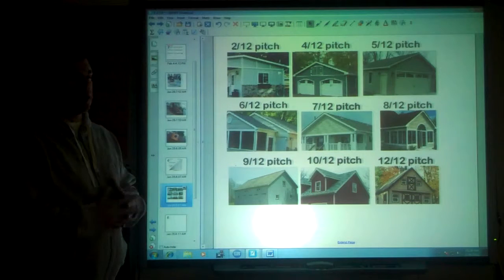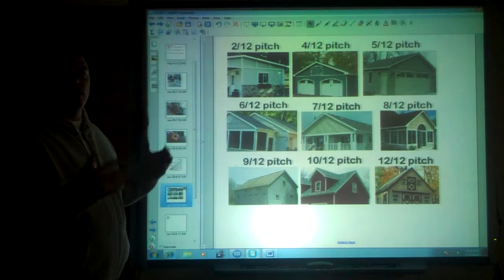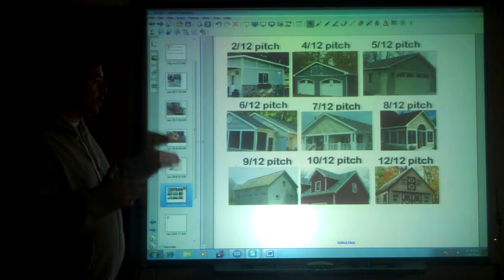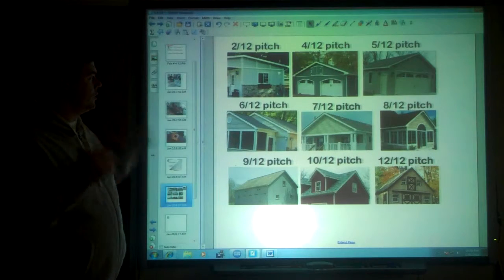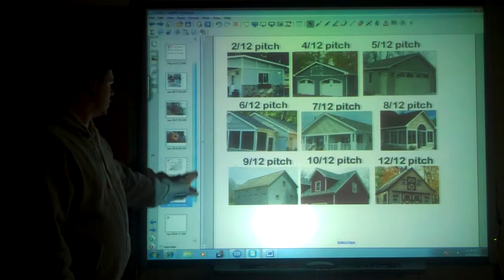Maybe in the region you were living in, it doesn't have very much rainfall, so you don't need much of a pitch. If there's a lot of snowfall, you might want a steeper pitch so that the snow falls off of it. And then sometimes it's just for the aesthetics of how it looks.